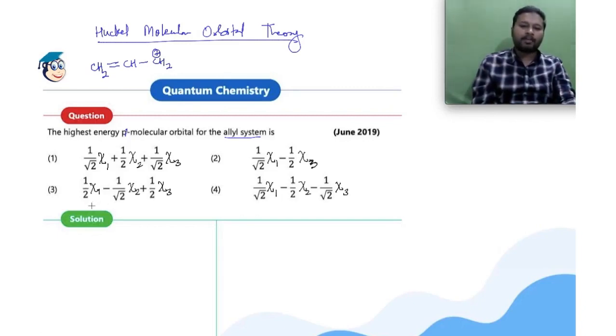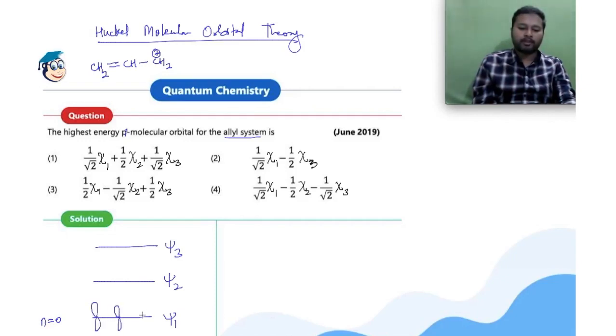Okay, so for the highest pi molecular orbital, how do we draw that? First of all, there are 3 carbons, so obviously there will be 3 energy levels. This will be called psi 1, this will be psi 2, and the other one will be psi 3. Now you just have to make the lobes. Since psi 1 is the lowest energy state, the number of nodes, where n is the number of nodes, will be 0 over here.